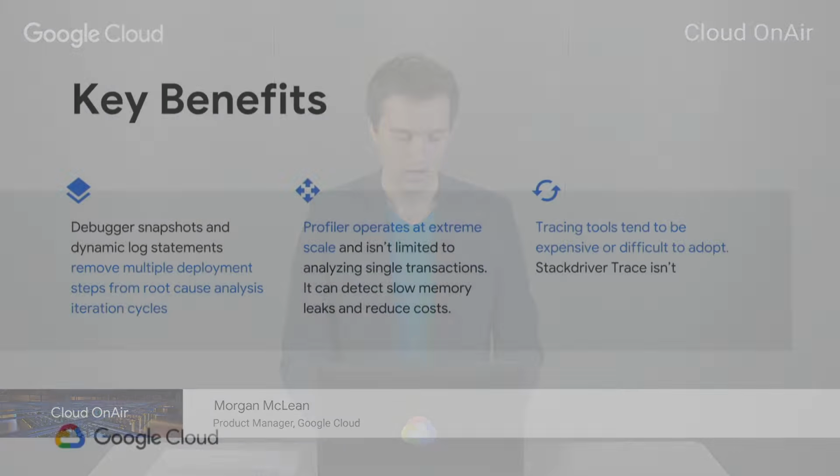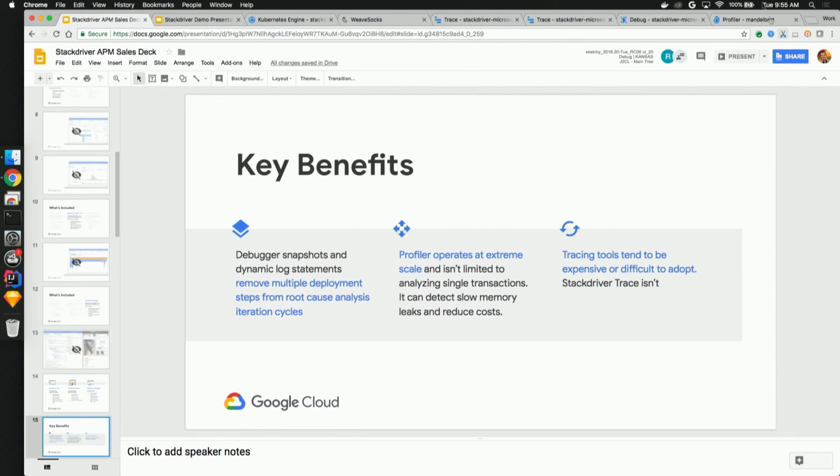Profiler is free during the beta test period. Debugger is currently free. And Trace is free up to 2.5 million spans per month, which is quite a bit. We expect most customers to stay within the free tier. And so now I'm actually going to hop to a live demo.